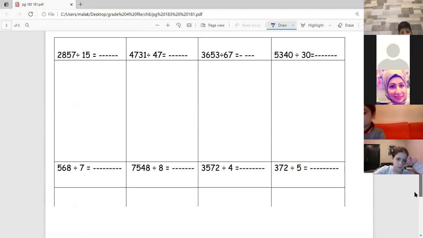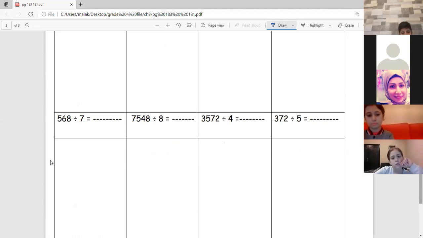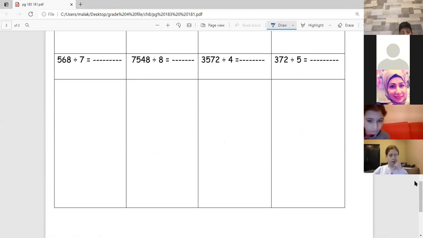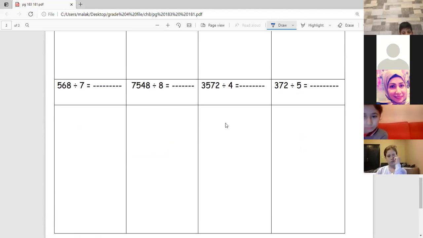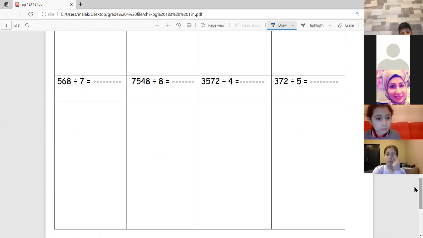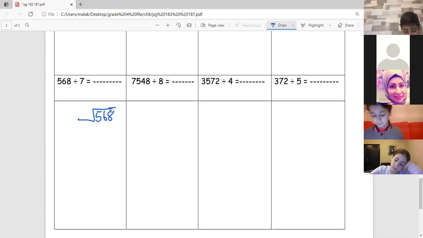I sent for you on the educational files these four equations. Right, let's start with these four equations, then we'll go back, okay? How do we divide 568 by 7? Let's start with Mahdi. Tell us table 7, ya Mahdi.